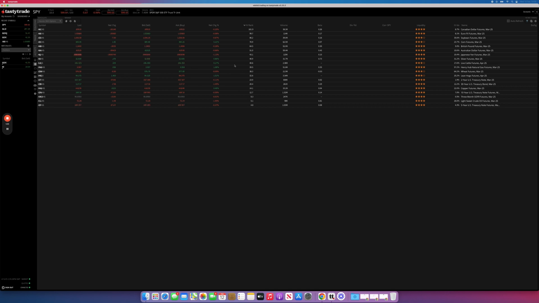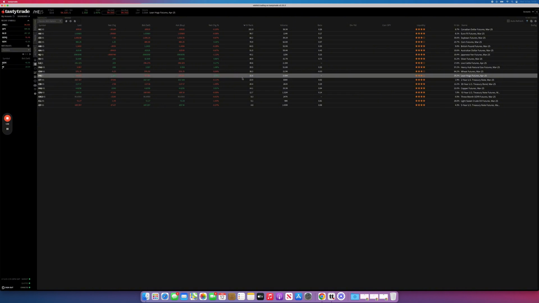So once you've got everything open, you only want to look at things to trade that have an IV rank of at least 30. So our cutoff point on this watch list today is going to be at the Lean Hogs futures, which has an IV rank of 32.6. Anything with an IV rank of over 30 is considered high. Over 50 is considered very high. And I like to be around the mid to high range.